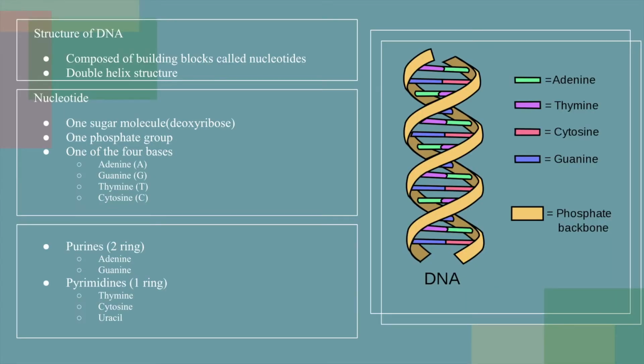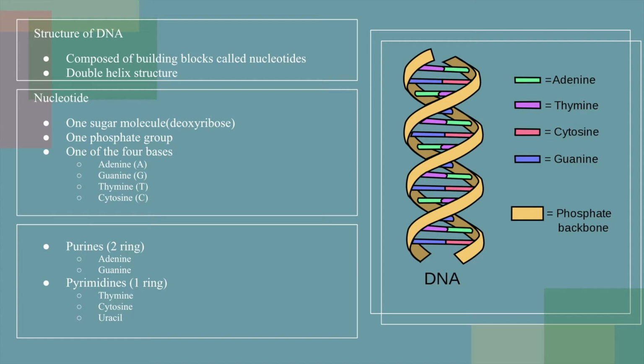The structure of DNA is composed of building blocks called nucleotides. Each nucleotide consists of one sugar molecule called deoxyribose, one phosphate group, and one of the four bases: adenine (A), guanine (G), thymine (T), or cytosine (C). There are two types of bases, purines and pyrimidines. Adenine and guanine are purines as they have two rings, while thymine, cytosine, and uracil are pyrimidines because they have one ring.